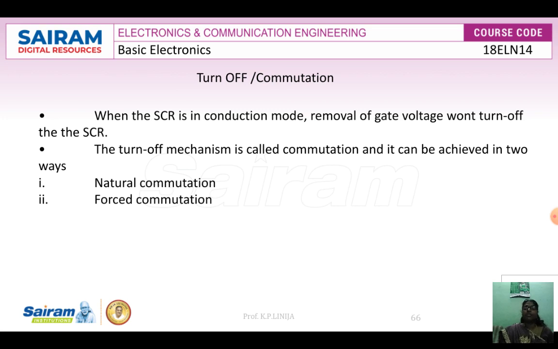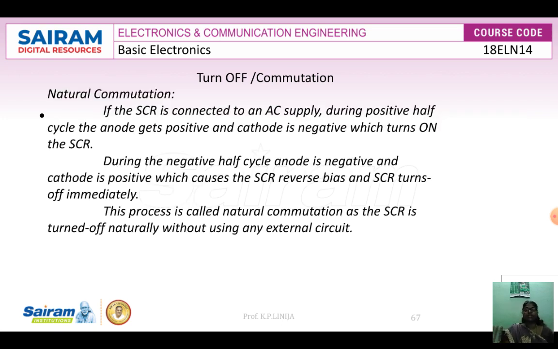So this turn off mechanism is called what? Commutation, and this commutation can be achieved in two ways. One is natural commutation and the other is forced commutation. First, let us discuss what natural commutation is.